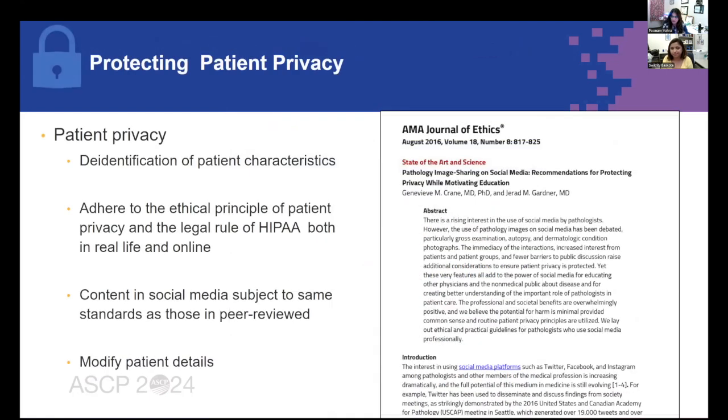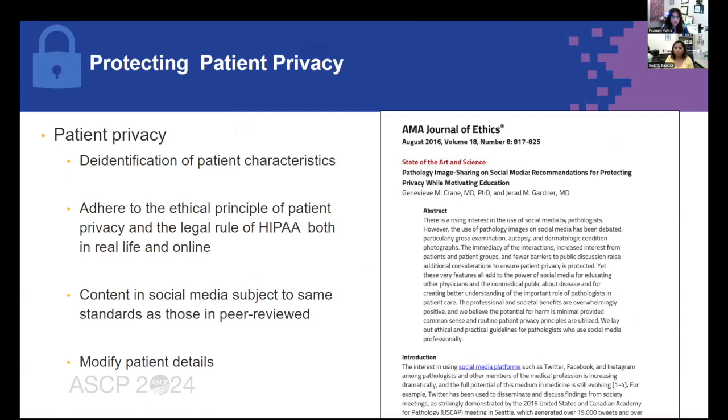Now I'm going to talk more about how to protect patient privacy. As we have learned so many benefits of social media, but at the same time, we have to be very careful what we are posting. And out of that, patient privacy is very important, as Dr. Sukriti Baskota said, that de-identification of patient characteristics is important to adhere to the ethical principles. And this is the paper she was talking about. It's a great paper by Dr. Crane and Dr. Gardner, which tells us all the ethical principles behind this.